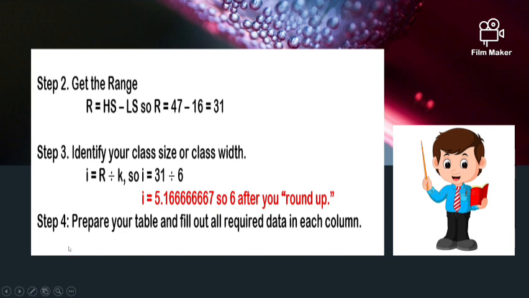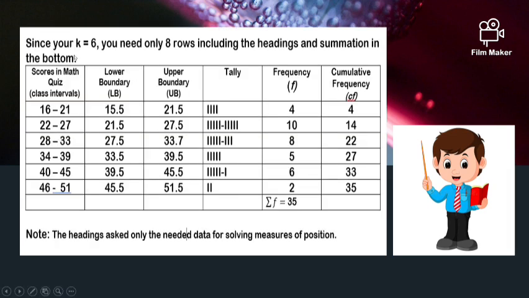Okay, now let's proceed to step 4. Prepare your table and fill out all required data in each column. It's very easy. Okay, let's try doing it. Now, since your K is 6, you need only 8 rows including the headings and summation at the bottom. So 1, 2, 3, 4, 5, 6, 7, 8. 8 rows. Why 8? 6 for our number of class intervals, 1 for the titles, and 1 for the summation.